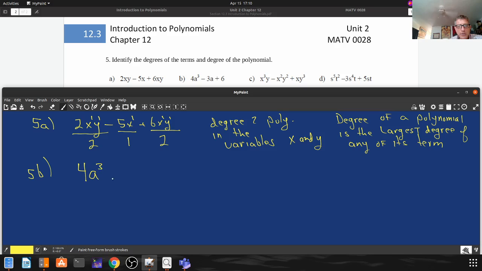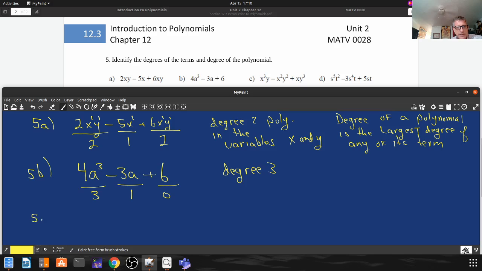So we will do 5b. 4a cubed minus 3a plus 6. Well, the degree of the first term is 3, the second term is 1, and the constant term is 0. So this is a degree 3 polynomial in the variable a.